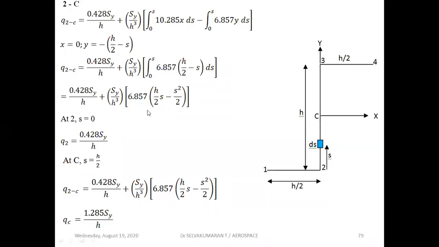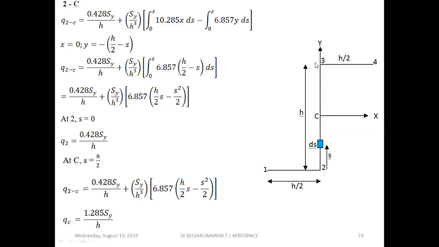Because from the previous expression also, you got the same 0.428 Sy by h. Then at C, s is equal to h by 2. Substitute that in this expression and get the value. So at C, 1.285 Sy by h is the shear flow at C. Again, you see the s square term we are having, so the nature of the shear flow diagram is parabolic.